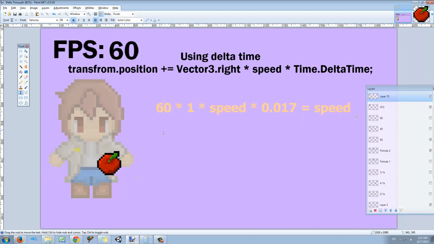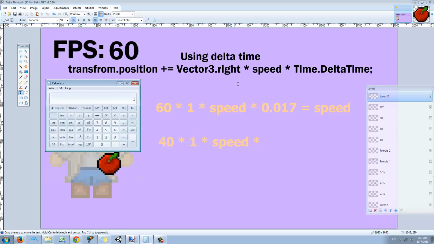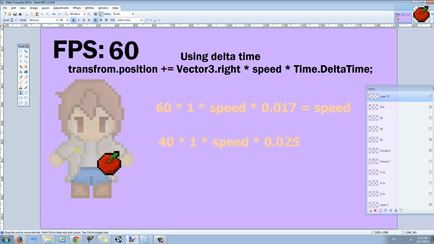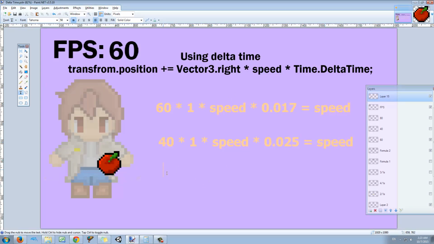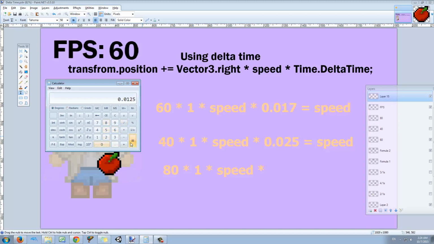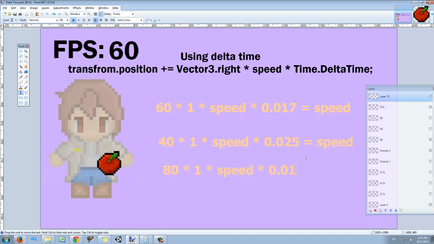And what happens if our frame rate suddenly drops? Same thing: 40 times 1 times speed times, now what is Time.deltaTime when our frame rate dropped to 40? The same thing will happen, because we made a constant. 1 over 40 is equal to 0.025. If we solve this equation, what we get is actually 40 times 1 times speed times 0.025. That's 1. So we actually get 1 speed as well. And the same will happen for 80. So 80 times 1 times speed times 0.0125 is equal to speed. It must be equal to speed because we're being constant.